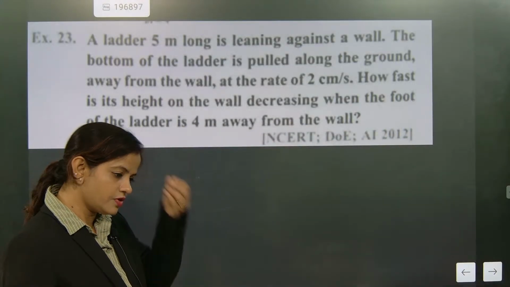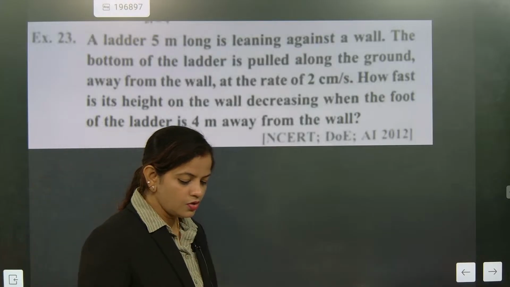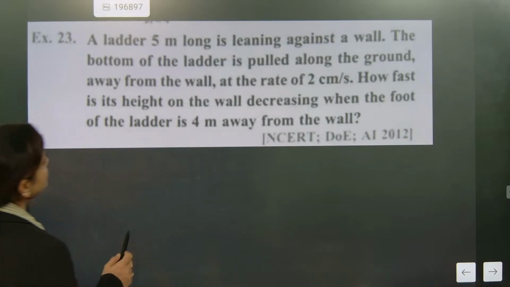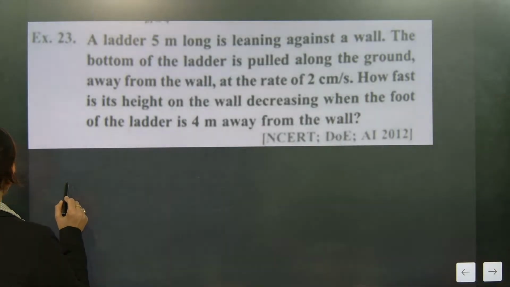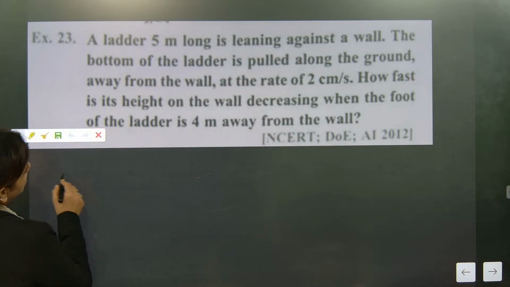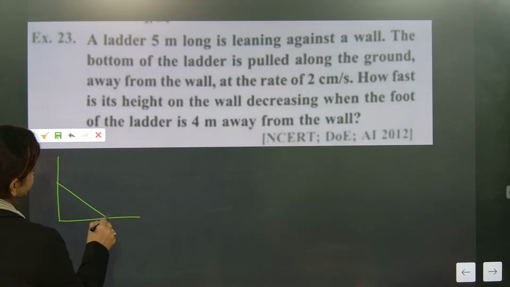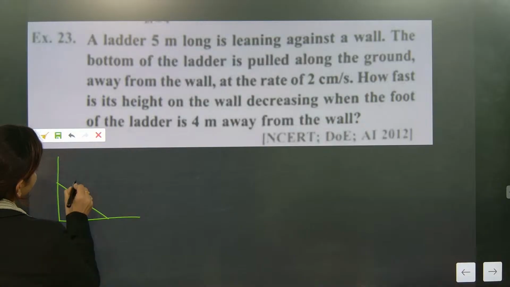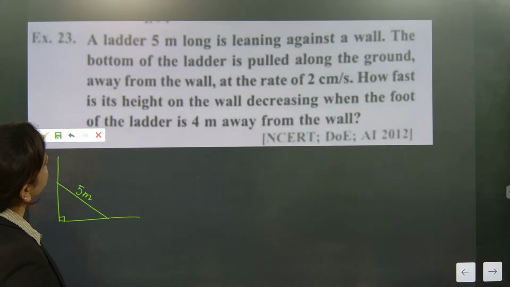Ladder question is also one of the most unwanted questions here. So now look here, a ladder is exactly how many meters long, beta? It is leaning against a wall. So one wall we are going to generate, and a ladder. Now look here, this is the ladder. The length of the ladder is 5 meter. Okay, so we'll set everything and then we will solve.